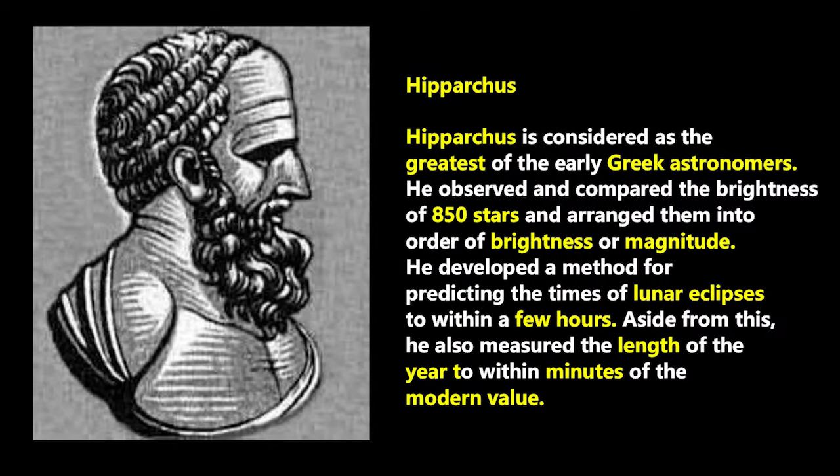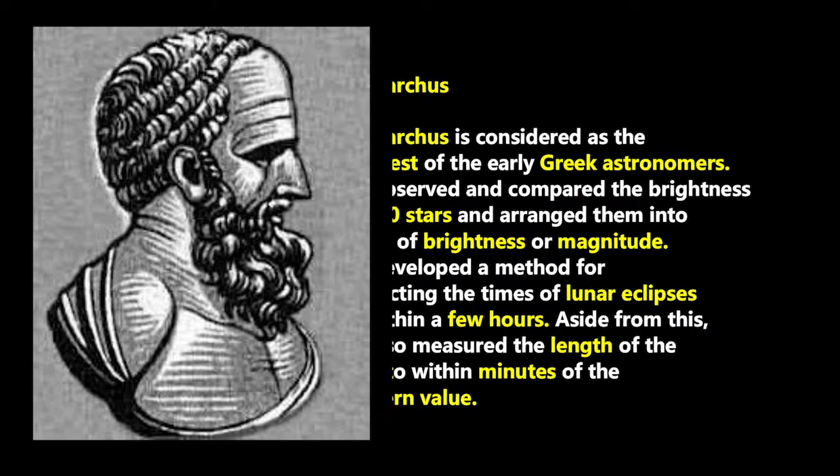Next, we have Hipparchus. Hipparchus is considered the greatest of the early Greek astronomers. He observed and compared the brightness of 850 stars and arranged them in order of brightness or magnitude. He developed a method for predicting the times of lunar eclipses to within a few hours. Aside from this, he also measured the length of the year to within minutes of the modern value.